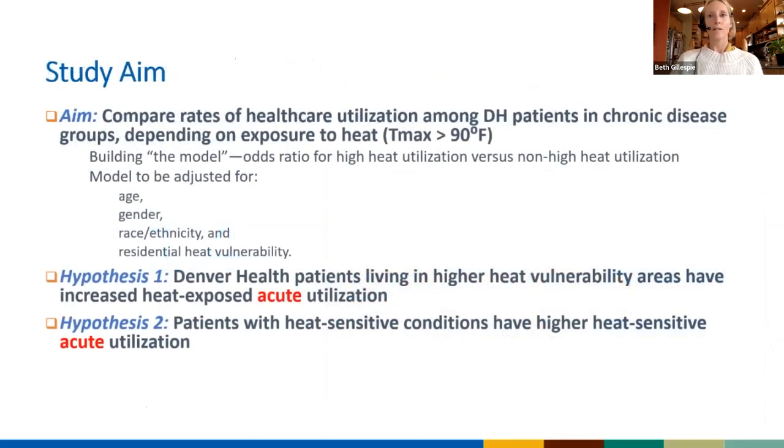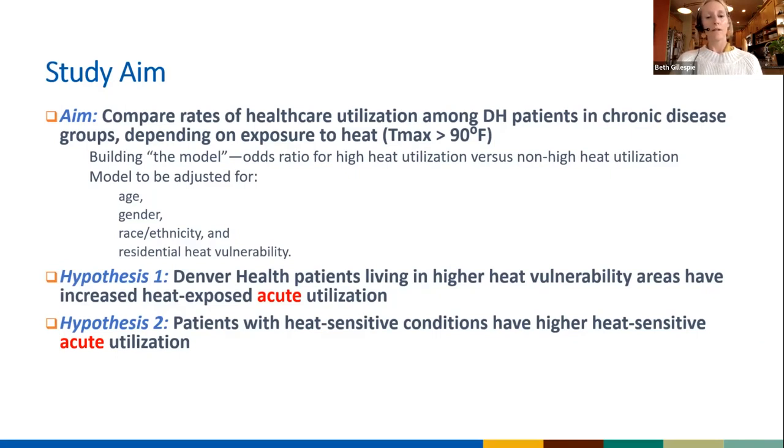So beyond this static score, the main aim of our study considers rates of utilization for each of 13 chronic disease groups. And this requires data on individual encounters linked with demographic and clinical identifiers. Encounter dates are also linked in order to determine whether the encounter falls on a day considered high heat, so over 90 degrees, versus non-high heat. And the final model represents an odds ratio of healthcare utilization on high heat days compared with acute healthcare utilization on non-high heat days. We'll adjust the model for these various factors, including residential heat vulnerability.